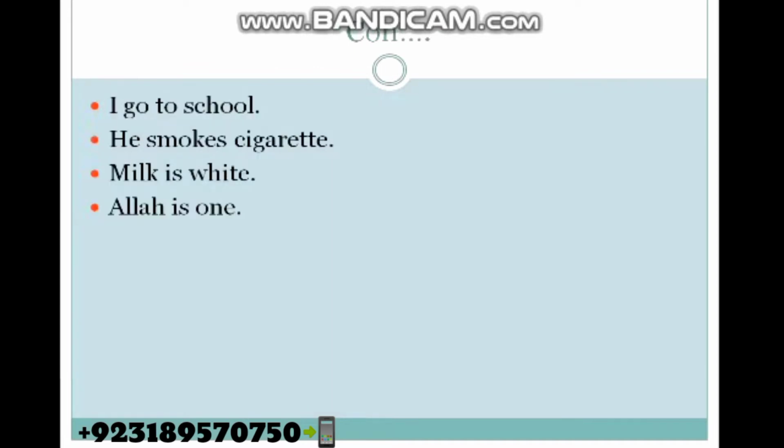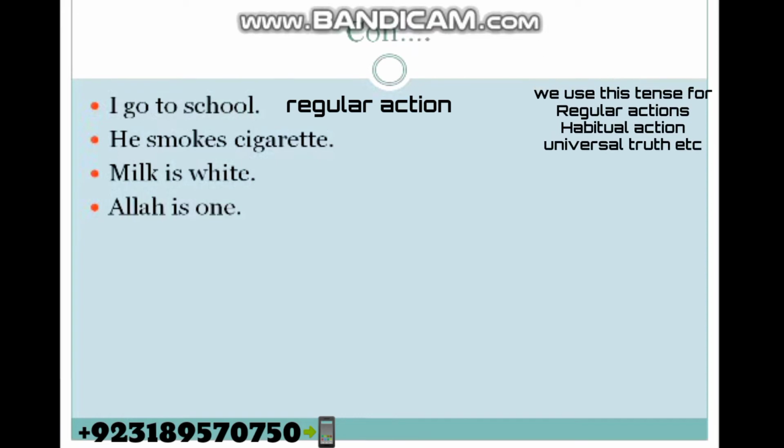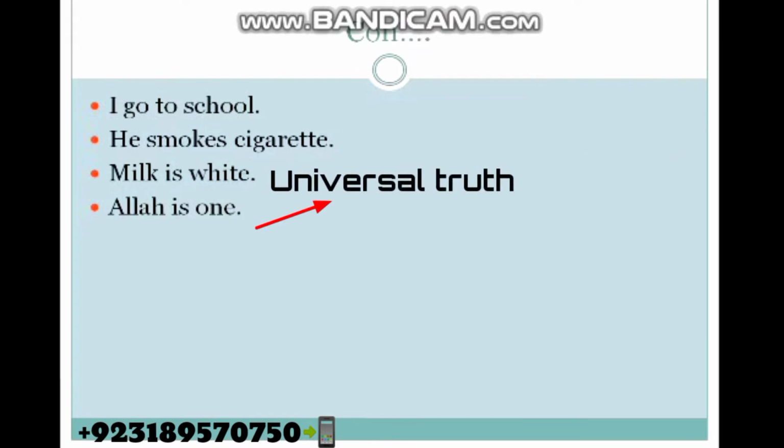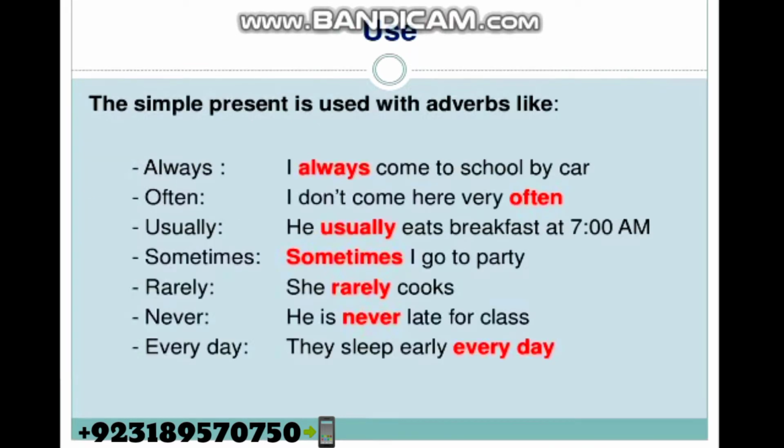I go to school. This is a regular action or daily action. He smokes cigarettes. This is a habitual action. Milk is white. Milk is white is a universal truth. Allah is one is a universal truth. Grass is green is a universal truth. The blackboard is black. The whiteboard is white. The sugar is sweet. These all are universal truths.